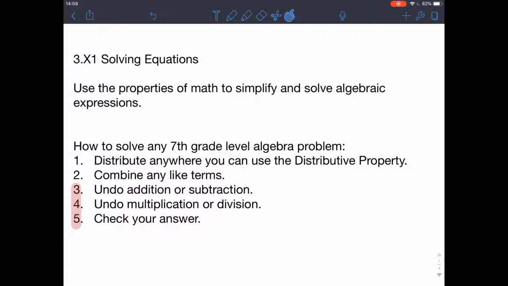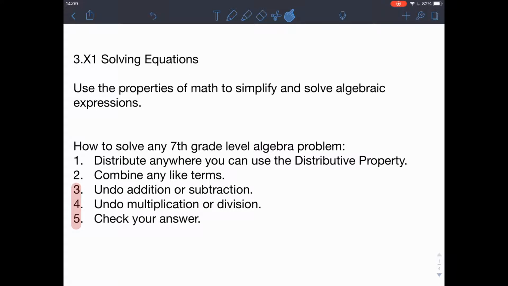Hello everyone, and welcome to 7th grade Math Module 3, Expressions and Equations. In this lesson, we're looking at an extra lesson on solving equations. Our learning goal is to use the properties of math to simplify and solve algebraic expressions. This will help us to master Standard 7.EE.B.3: Solve multi-step, real-life, and mathematical problems posed with positive and negative rational numbers in any form using tools strategically.